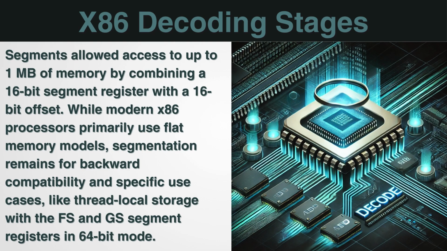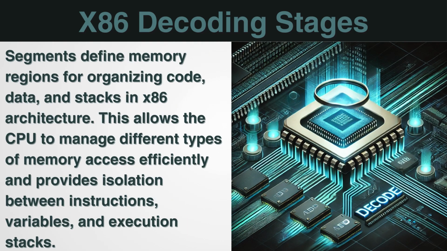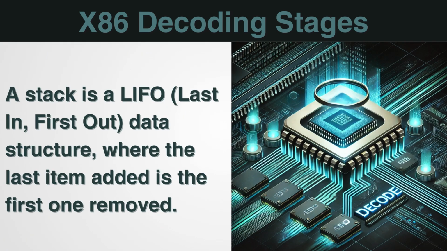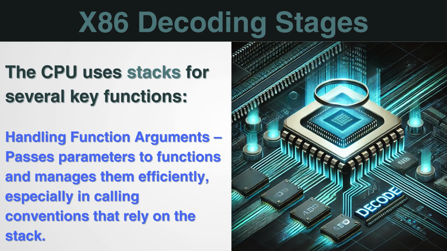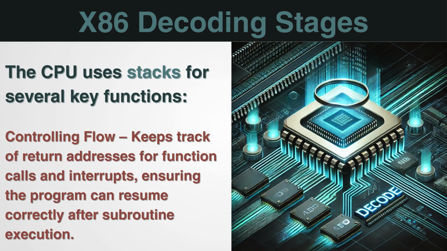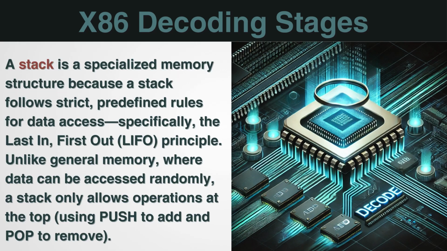So in x86, memory is divided into segments for historical compatibility with older x86 models. Segments define memory regions for code, data, and stacks. A stack is a last in, first out, LIFO data structure that the CPU uses to manage function calls, local variables, and control flow information. And a stack in computing, as I mentioned, is a specialized memory structure operating on that LIFO principle. Last in means the most recently added item is the first one retrieved. First out means the earliest items added stay deeper in the stack until newer items are popped off.